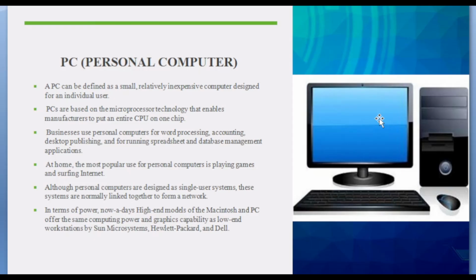So what is a PC? A PC is a small, relatively inexpensive computer designed for an individual user, and it is based on microprocessor technology. PCs are mostly used in homes, offices, and the educational sector, for personal computing, entertainment, education, and gaming. Businesses use personal computers for word processing, accounting, desktop publishing, and for running spreadsheets and database management. These are the various applications of PCs we have today.